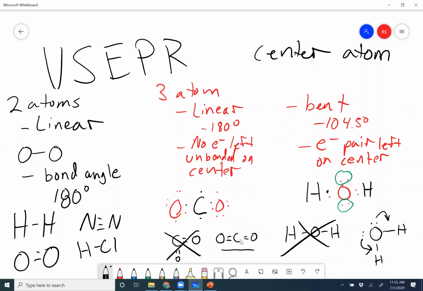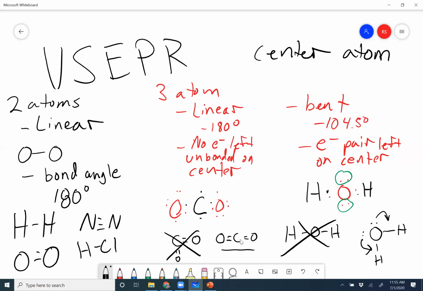So if you're looking at the shape of a molecule, you want to first say, how many atoms does it have? If it has 2, it's always linear. If it has 3, it could be linear or bent. So the next question you ask yourself is, how many electron pairs or electrons are left on the center atom? None, that's going to be linear. Some, that's going to be bent.